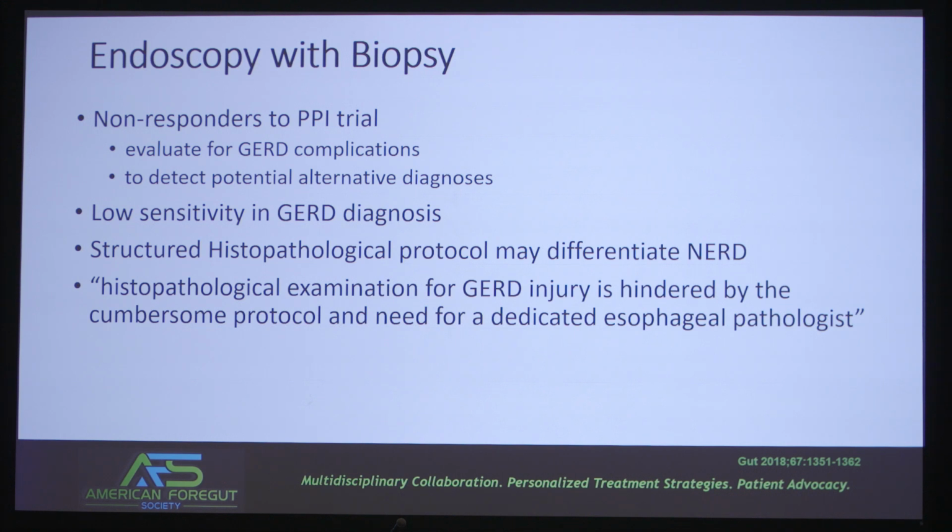I'm going to move to endoscopy with biopsy, and this is from guidelines. Non-responders to PPI should be evaluated with an endoscopy, and we're really looking for GERD complications and potential alternative diagnoses. We know it has a low sensitivity in the diagnosis of GERD, specifically because most endoscopies are done on PPI, so the esophagitis is going to be healed. So it's really not a test to diagnose GERD, but to look for other conditions.